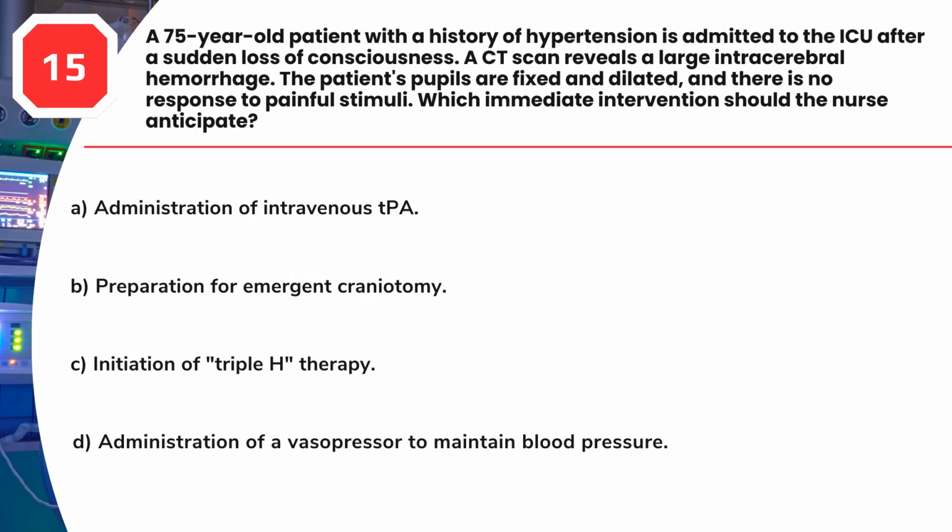Question 15. A 75-year-old patient with a history of hypertension is admitted to the ICU after a sudden loss of consciousness. A CT scan reveals a large intracerebral hemorrhage. The patient's pupils are fixed and dilated, and there is no response to painful stimuli. Which immediate intervention should the nurse anticipate? A. Administration of intravenous TPA. B. Preparation for emergent craniotomy. C. Initiation of Triple H therapy. D. Administration of a vasopressor to maintain blood pressure.